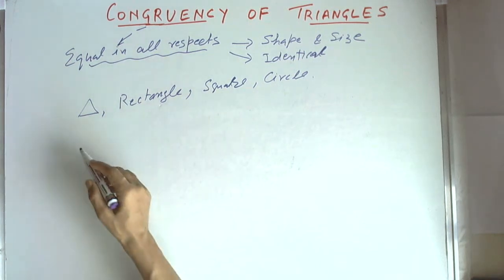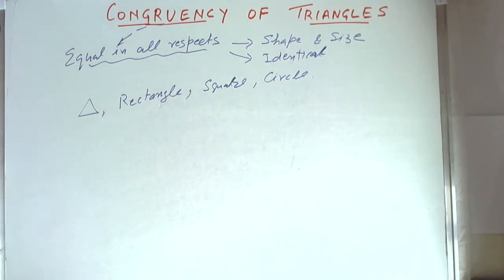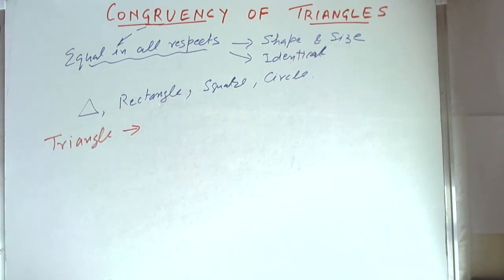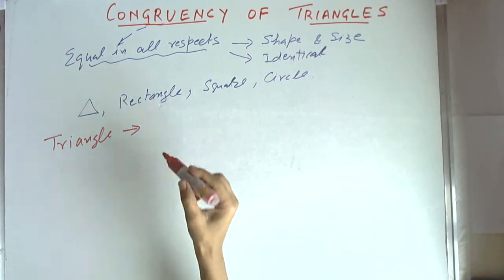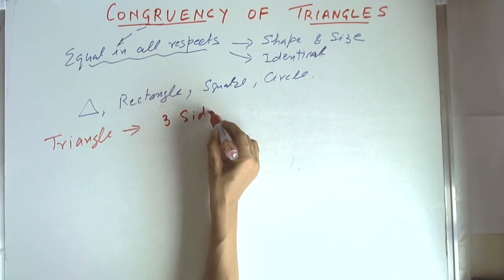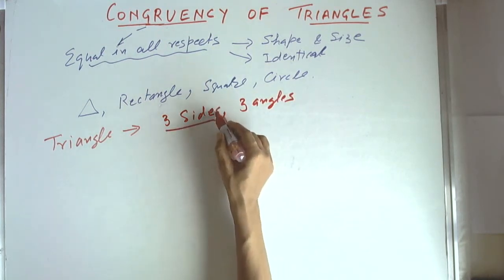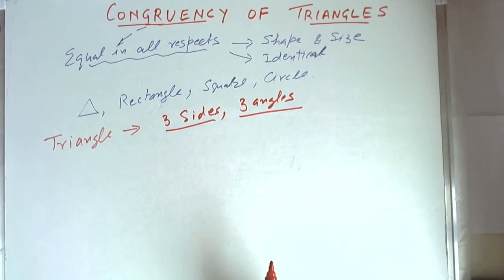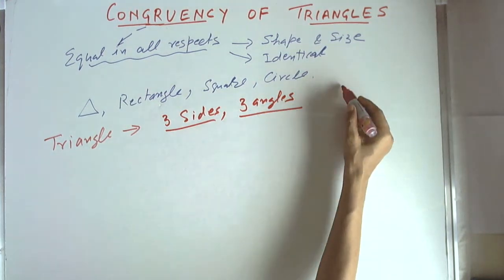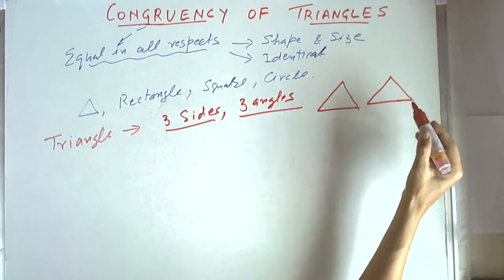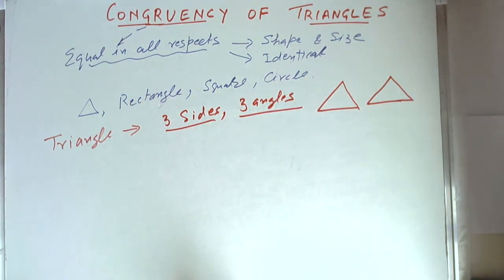Now, when we talk of a triangle, what are the main aspects of a triangle? Triangle means three sides and three angles. So if all the three sides and three angles of two triangles, say this is triangle 1 and this is triangle number 2, are equal, then obviously the triangles are congruent.